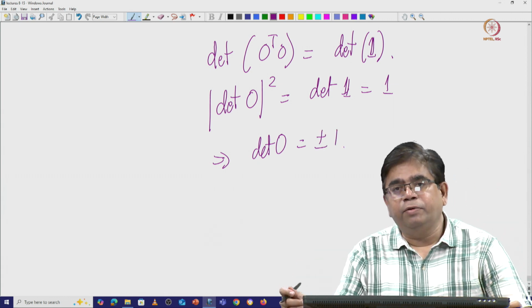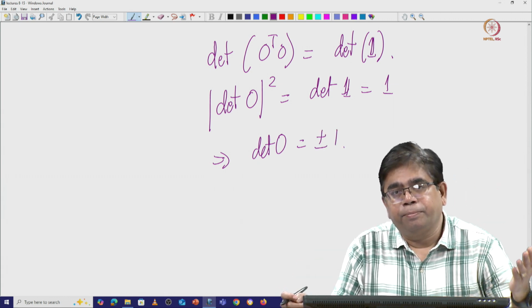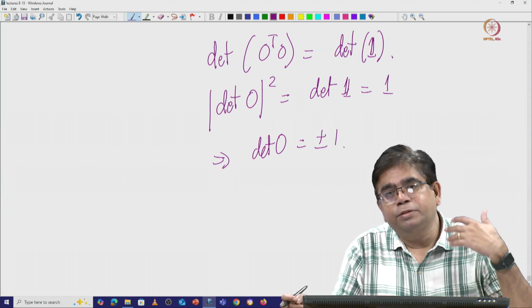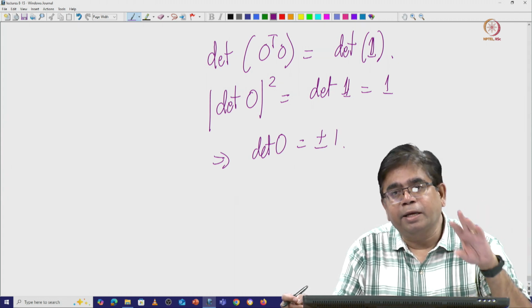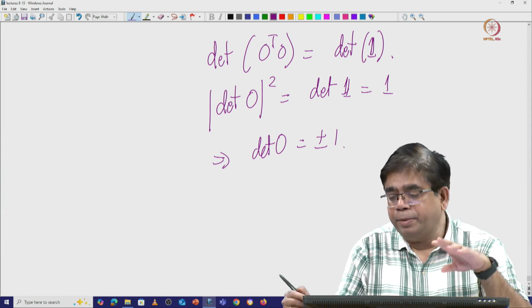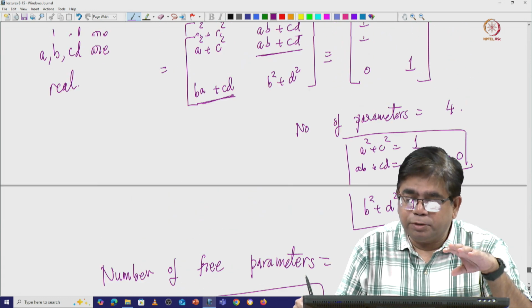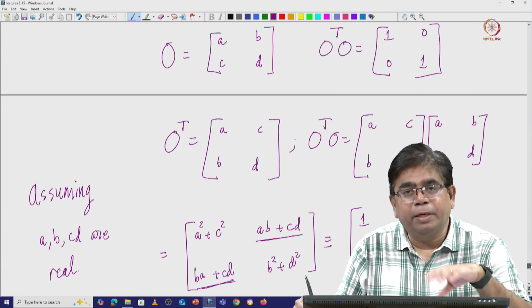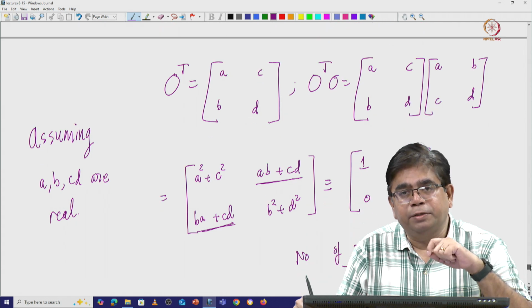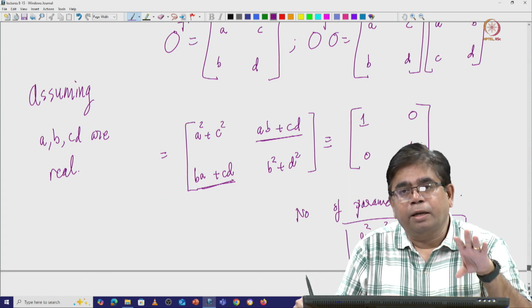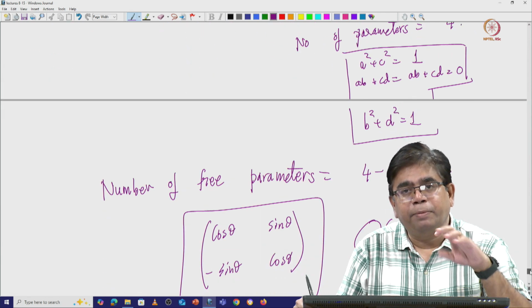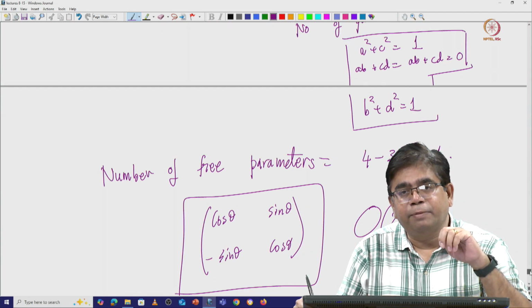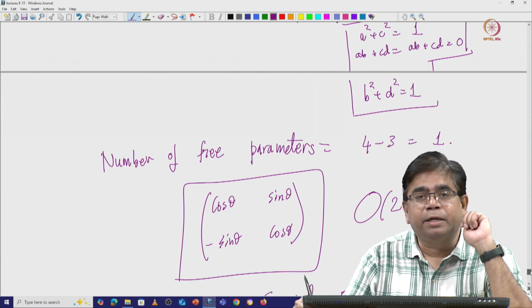Now, this condition will not give you anything new. It will not reduce the number of parameters essentially. In the special orthogonal case, we will see a case in which it will reduce the number of parameters, when A, B, C, D become complex. When A, B, C, D become complex, the number of parameters will reduce. So, ON and SON will have the same number of free parameters, which will describe the group elements in general.